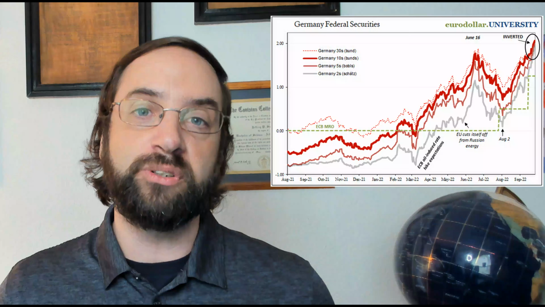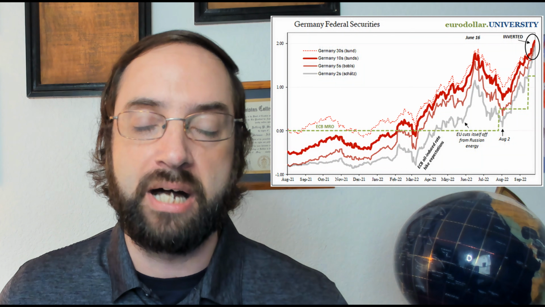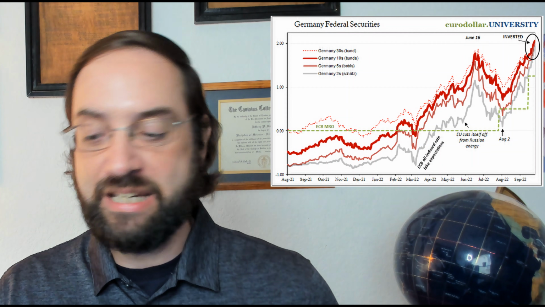Now, what I'm talking about is specifically the spread between the 10-year bund and the 30-year bund, so the long end of the yield curve in Germany's federal securities. I wrote this down: as of today, the German 10-year was 2.06%, according to the German central bank, the Bundesbank, and the 30-year bond was 1.9%.